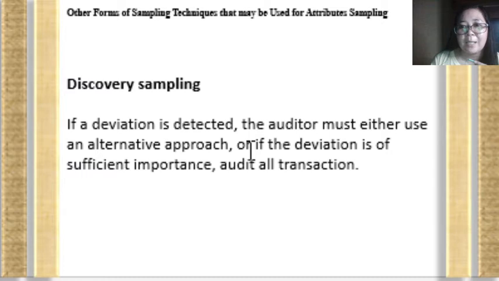If a deviation is detected, then the auditor must either use an alternative approach, or, if the deviation is of sufficient importance, audit all the transactions. That's what discovery sampling is. Meaning, the auditor is concerned even with a single deviation, and he will make revisions to the original audit plan procedures. So those are the two other forms of sampling techniques that may also be used for attribute sampling, which do not use a fixed size sample.